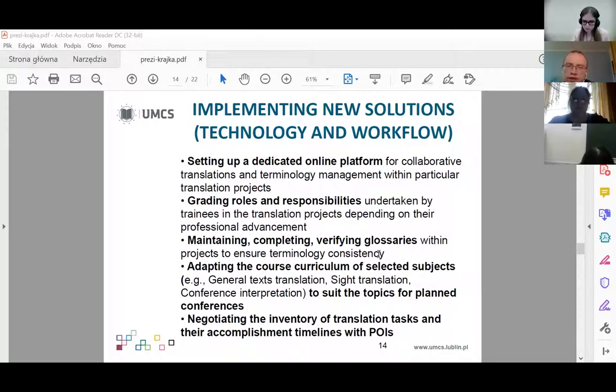The second important thing was grading roles and responsibilities, making up project groups of students of different years, both graduate and undergraduate, both finishing studies and starting studies, but distinguishing roles and responsibilities, as you will see in a while. And the third important thing, adapting, or perhaps not adapting, filling the thematic content of selected translation subjects, mainly general text translation, site translation, conference interpretation, to suit the topics of planned conferences to be interpreted by our student teachers.